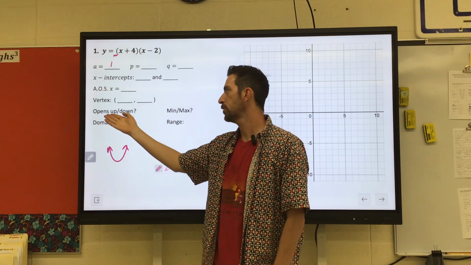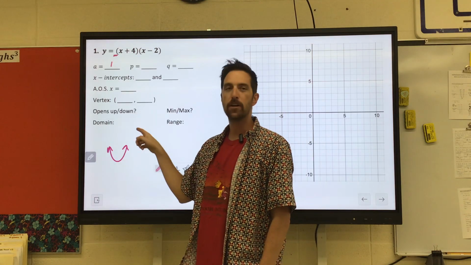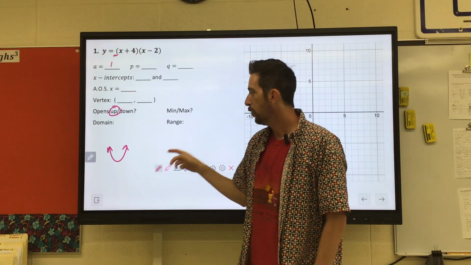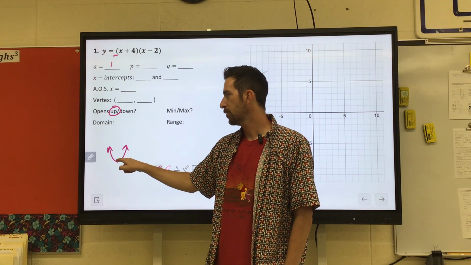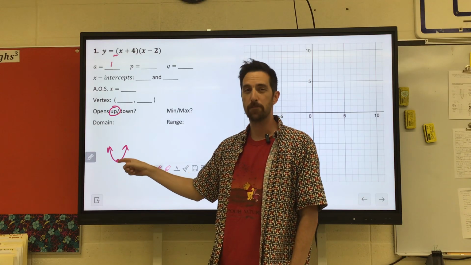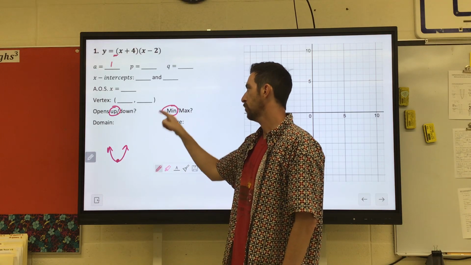So to answer this question, will it open up or down, we know that just because A is positive, it's going to open up. And when it opens up, they might ask if the vertex is a minimum or maximum point. Every time it opens up, the vertex is a minimum coordinate.